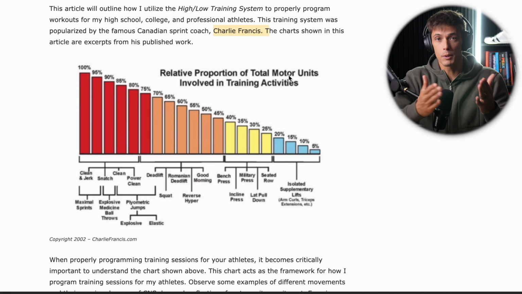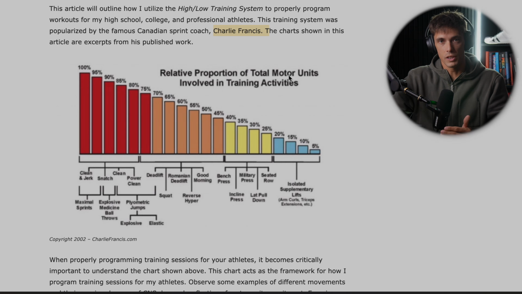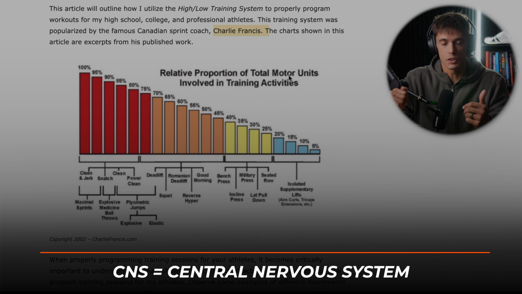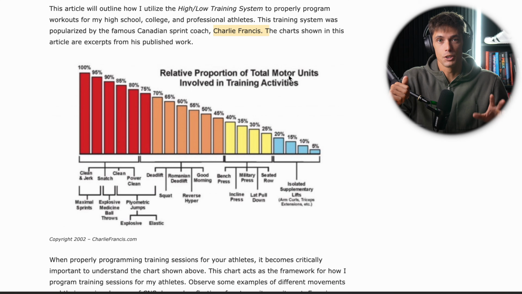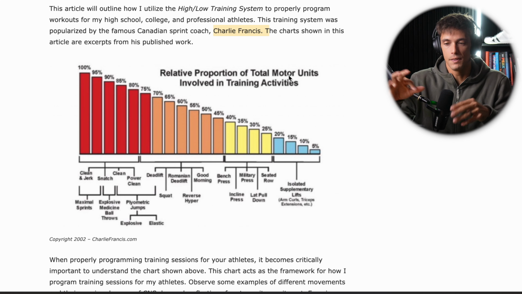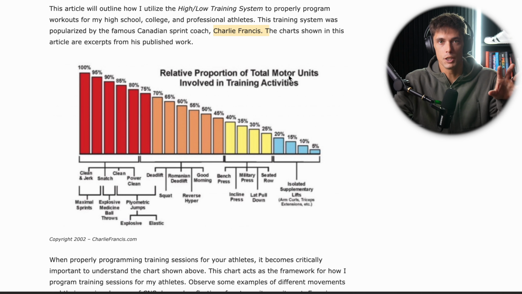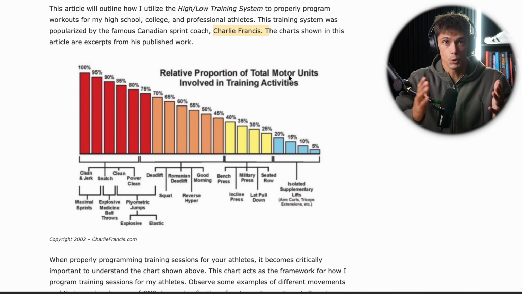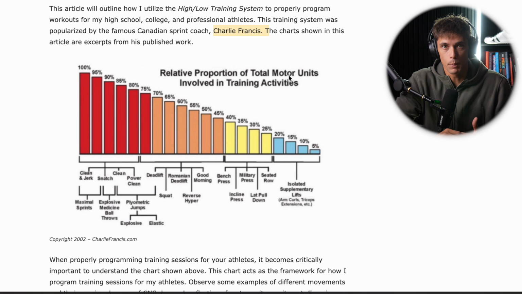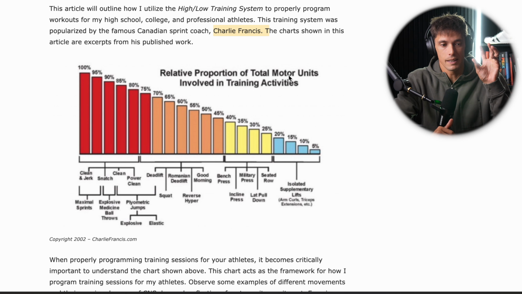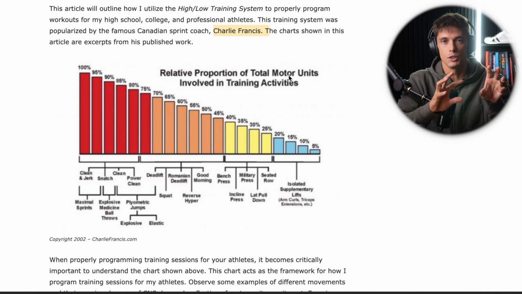So the high-low model is pretty much talking about high CNS work and low CNS work, CNS meaning central nervous system. So things that are going to tax your central nervous system at a high rate and things that are going to tax it at a lower rate. And what we want to do is really differentiate between those two. Pretty much what the high-low model is, how can I create a training plan and a training week based off of a high CNS day followed by a low central nervous system day.